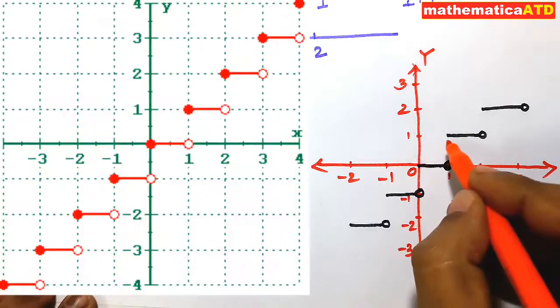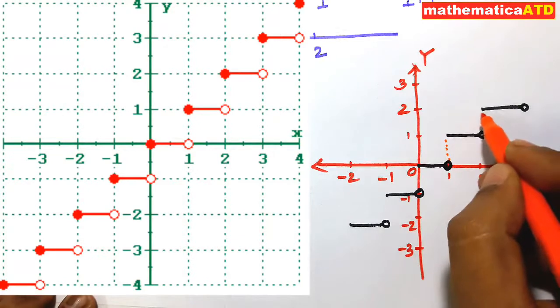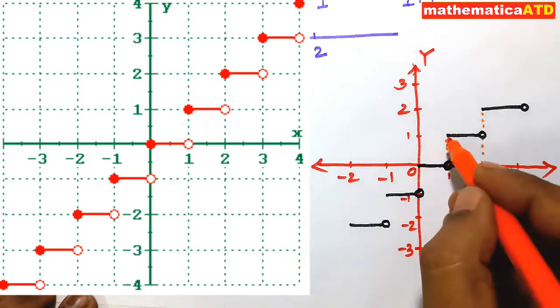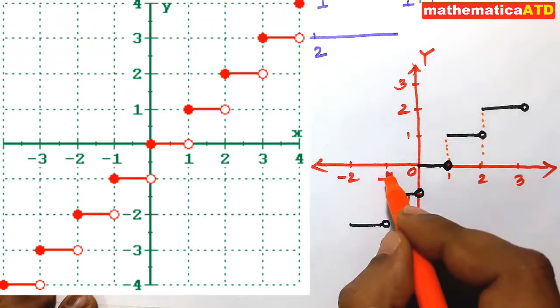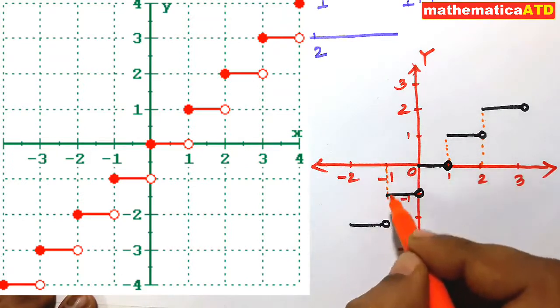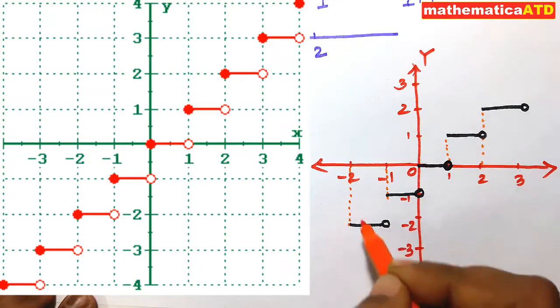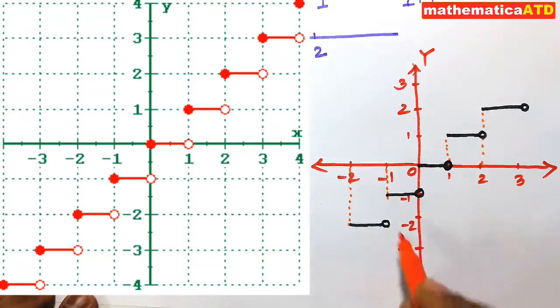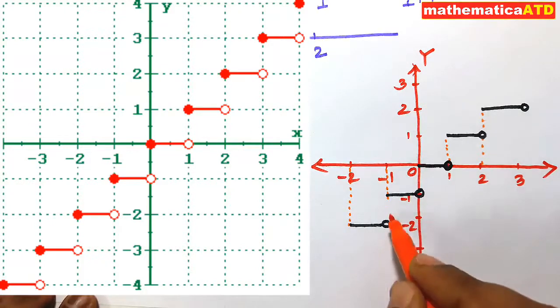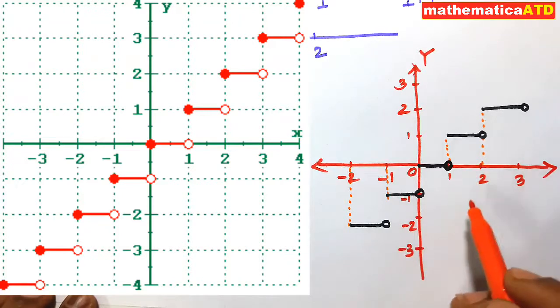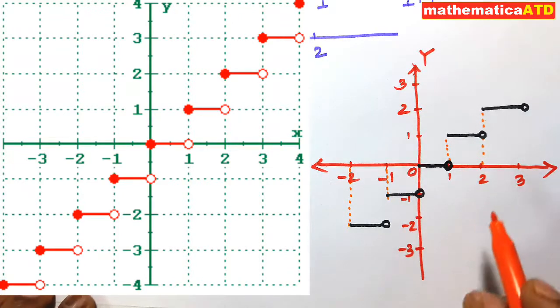I join these points. These are the dotted lines. This height is 2 units. This height is 1 unit. This height is also 1 unit in the negative direction. And here also the height is 2 units in the negative direction of the y-axis. So friends, this is actually the graph of the greatest integer function.